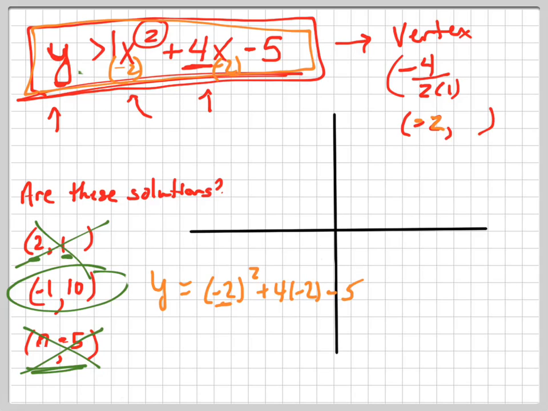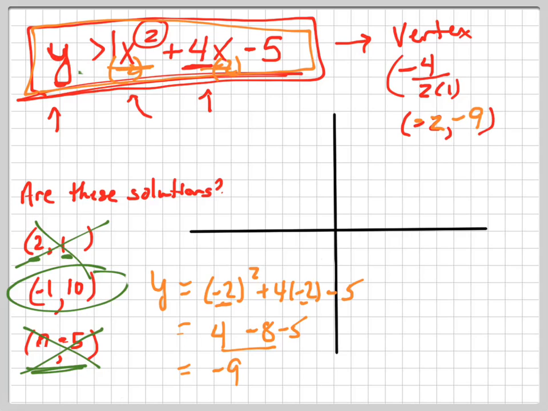Here I've plugged in negative 2 everywhere I saw x up here. I plugged in negative 2, and I'm going to simplify it. Be careful with this. That's going to be 4 minus 8 minus 5. So that equals 4 minus 8 is negative 4, minus 5 is negative 9. So my vertex is negative 2, negative 9.